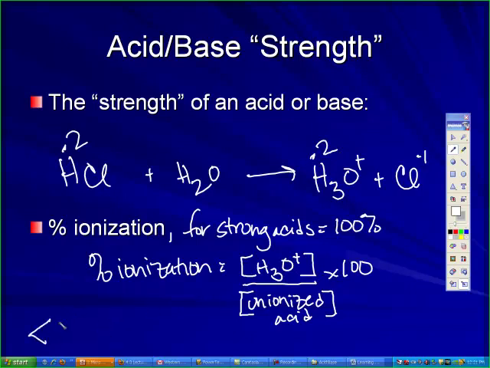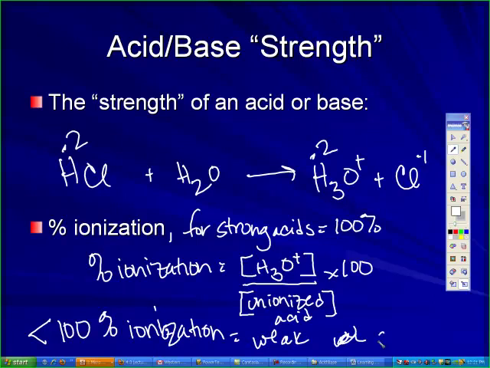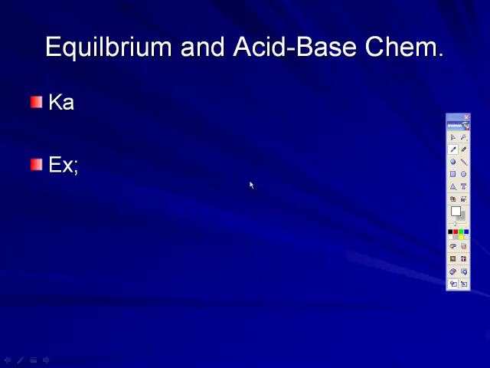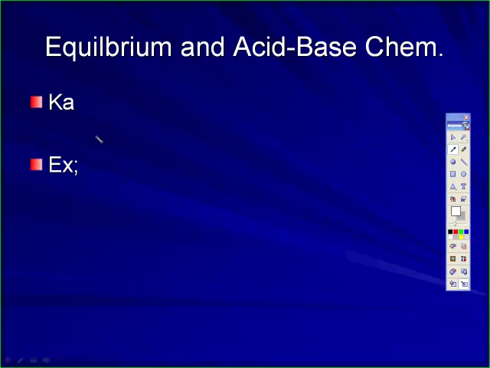If it is anything less than 100% ionization, it is considered a weak acid or a weak base. So strength is only to do with the extent of ionization, not its concentration. So let's take this idea and apply it to weak acids and come up with an equilibrium constant. We're only going to talk about acids today, and then we can take the same ideas and apply them to bases later.